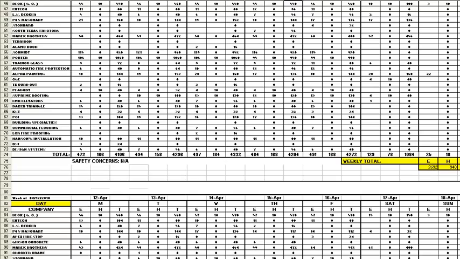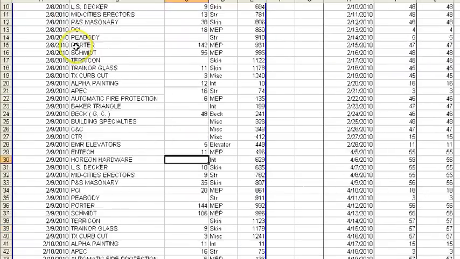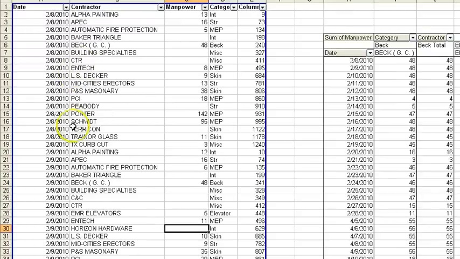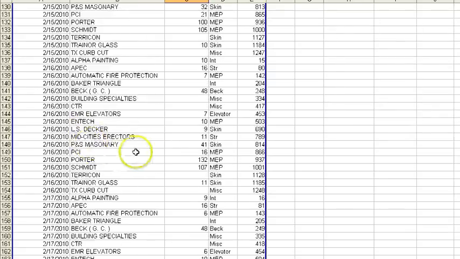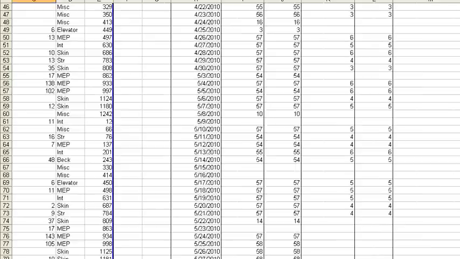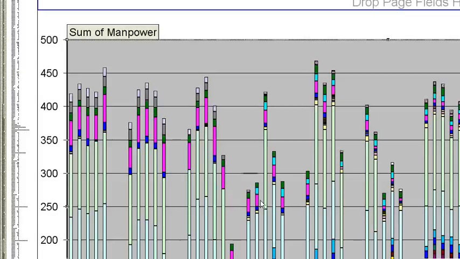What I did was write computer code that compiled that, so it went through there, and for each day it pulled it out. On February 8th, Alpha Painting had 13 people on site. I went through and categorized Alpha Painting as an interiors subcontractor, so just rolled through and did all that. Up here we made a pivot table with that information, separated by category, contractor, all this stuff. I can go into pivot tables a little bit more in depth later.